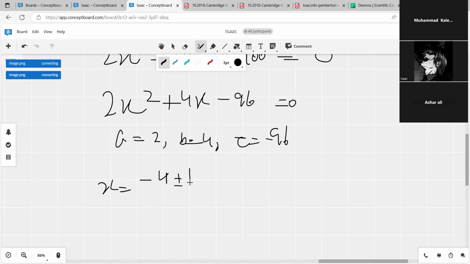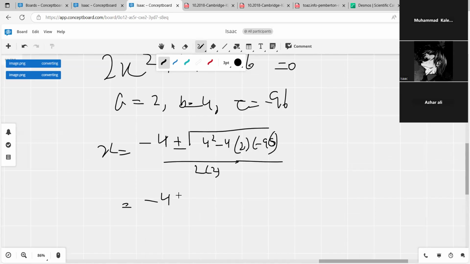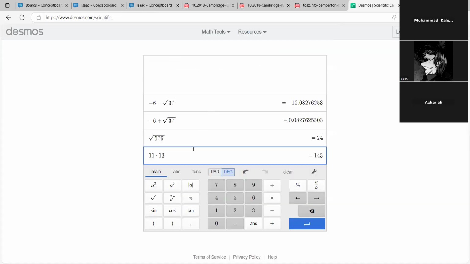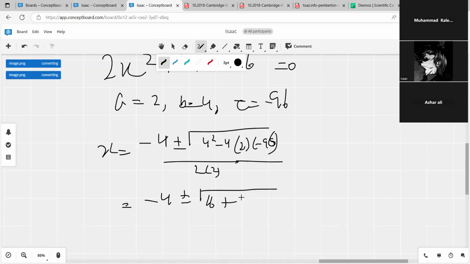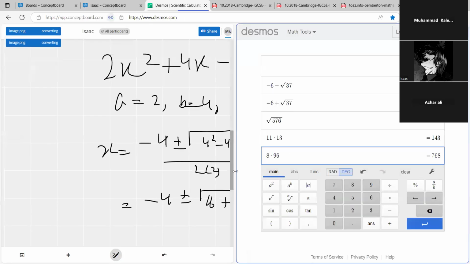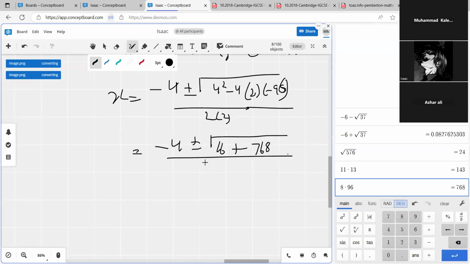Minus b plus minus root of b square, which means 4 square, minus 4 times a, which is 2 here, times c, which is negative 96, over 2 times 2, that is 2a. Negative 4 plus minus root 16. What will be this one? 8 times 96. 8 times 96 is what? 768. Now if we add it, it will be over 4, and negative 4 plus minus, what will be the answer of this one?